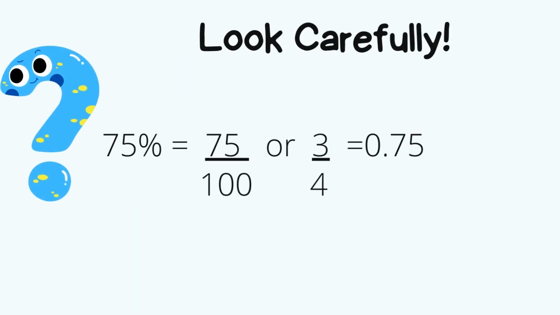75% equals 75 divided by 100. This can be broken down further as a fraction. 25 can go into 75 and 100 at the same time. 25 into 75 equals 3 and 25 into 100 equals 4. The fraction equivalent is therefore 3 over 4, which is equal to 0.75.